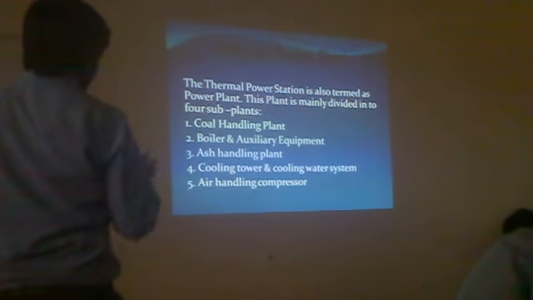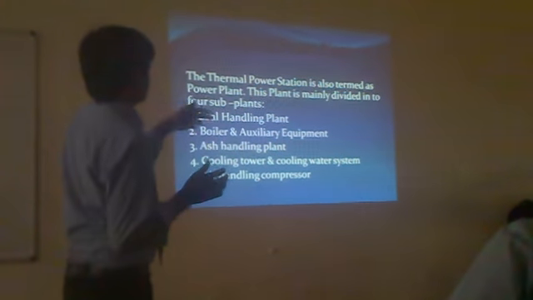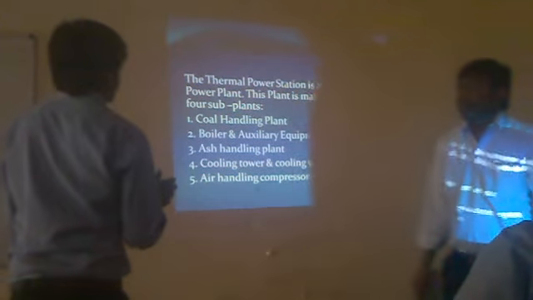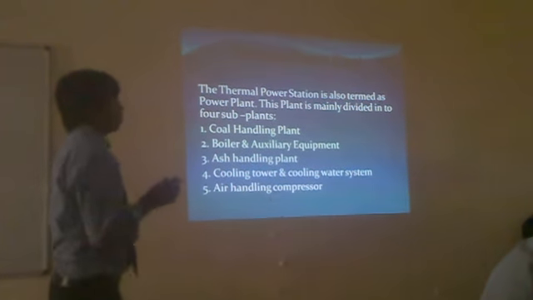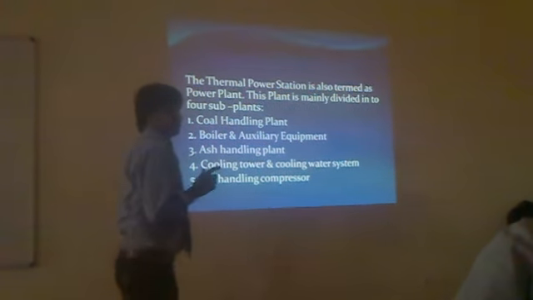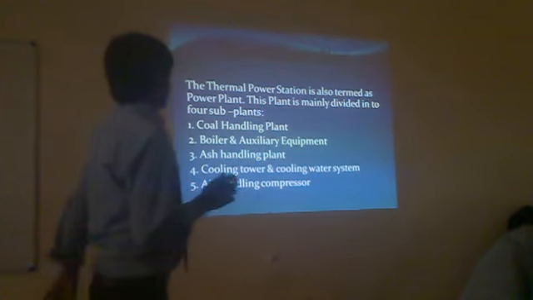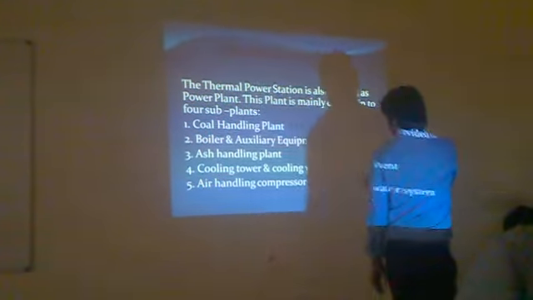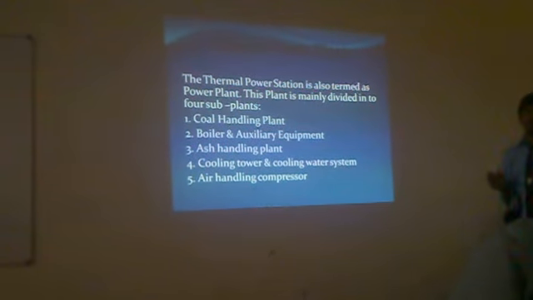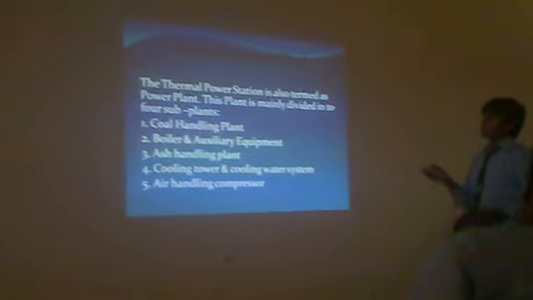So, in a thermal power plant, there are some extra parts like the coal handling plant, boiler and auxiliary equipment, ash handling, cooling towers and cooling water system, and air handling compressor also, because these all are going to be used in the thermal power plant. If we do not use all these things, then the power plant is not going to run in the proper manner.